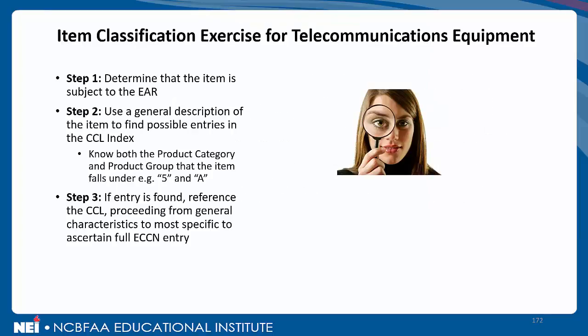Let's see. As our item classification exercise for telecom equipment unfolds, our first step, starting to become a little redundant, is to determine that the item is subject to the EAR. As we noted previously, we're assuming that these exercises are indeed subject to the EAR, so we can move on quickly. Step 2, use a general description of the item to find possible entries in the CCL index.